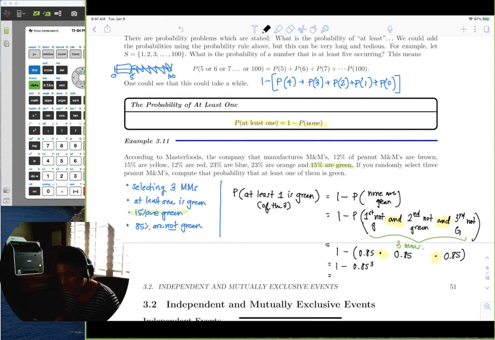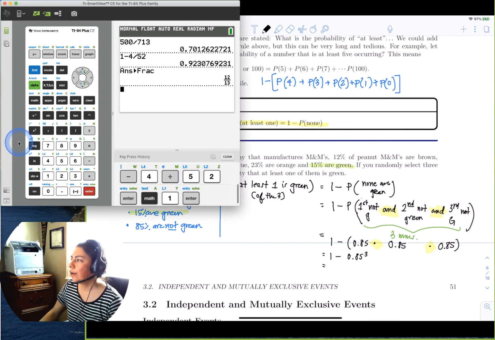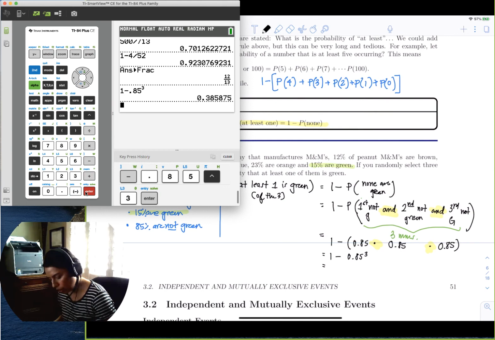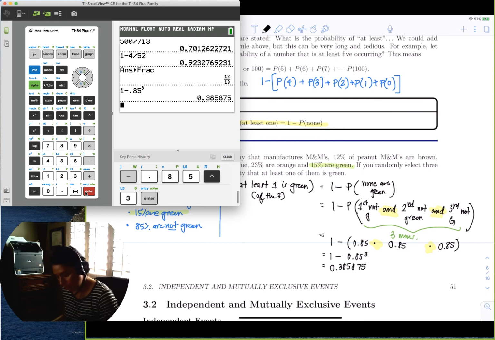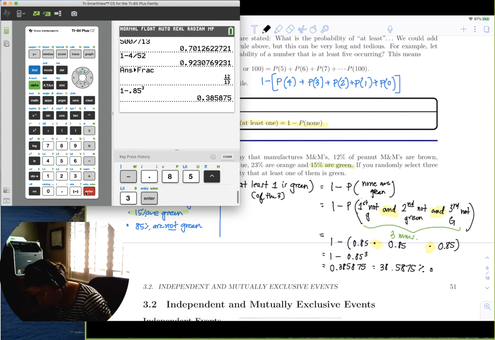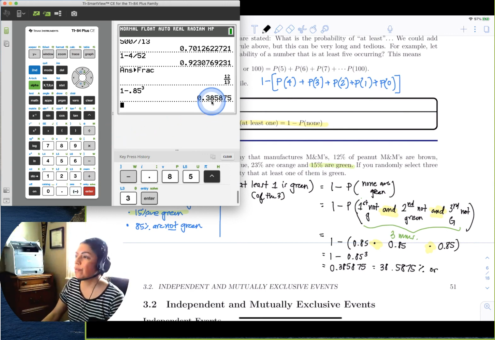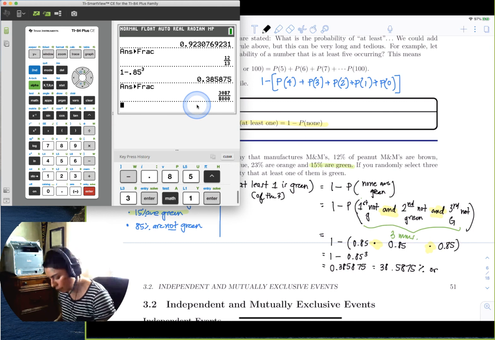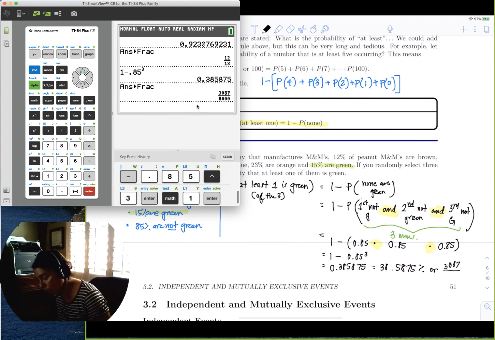Then we can always go to our calculator to calculate that. If I go to the calculator, I'll have 1 minus 0.85 cubed, and so I get 0.385875, which is also going to be 38.5875%. Or if we wanted to change this answer to a fraction, we could just go to math, go to frac, enter, and it'll give me the equivalent fraction, which is 3,087 over 8,000. So any of these should work.